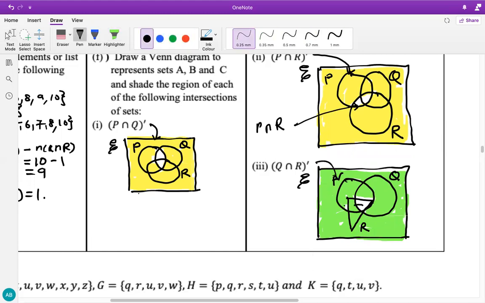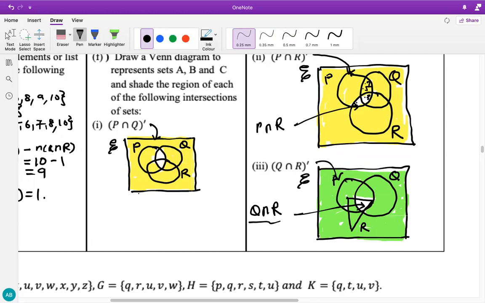Okay, so this white area will be Q intersect R. Maybe some of you will ask, teacher, can I draw like this? It's okay, right, if this is empty. But actually you need to label it. So here is 3, 7 and 5.